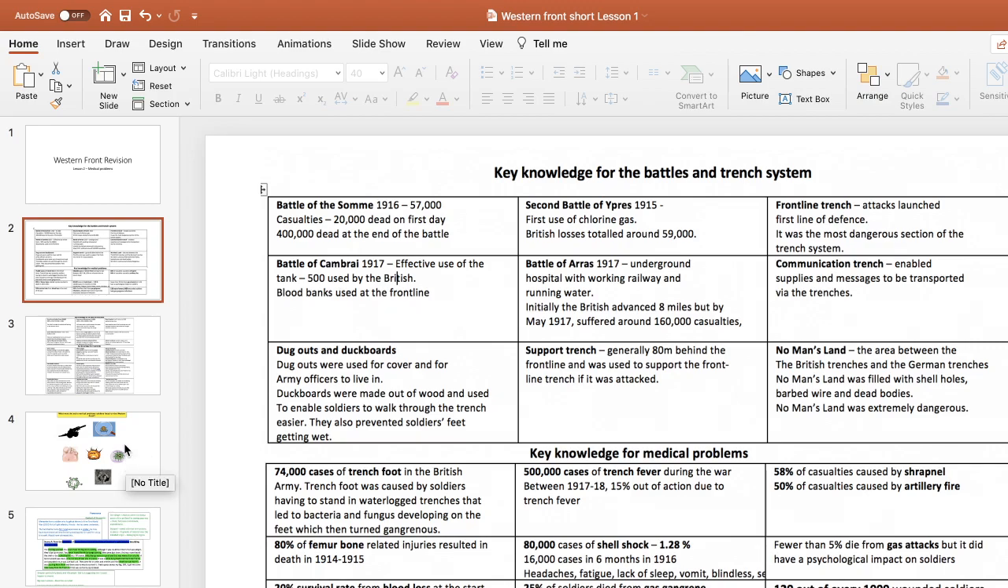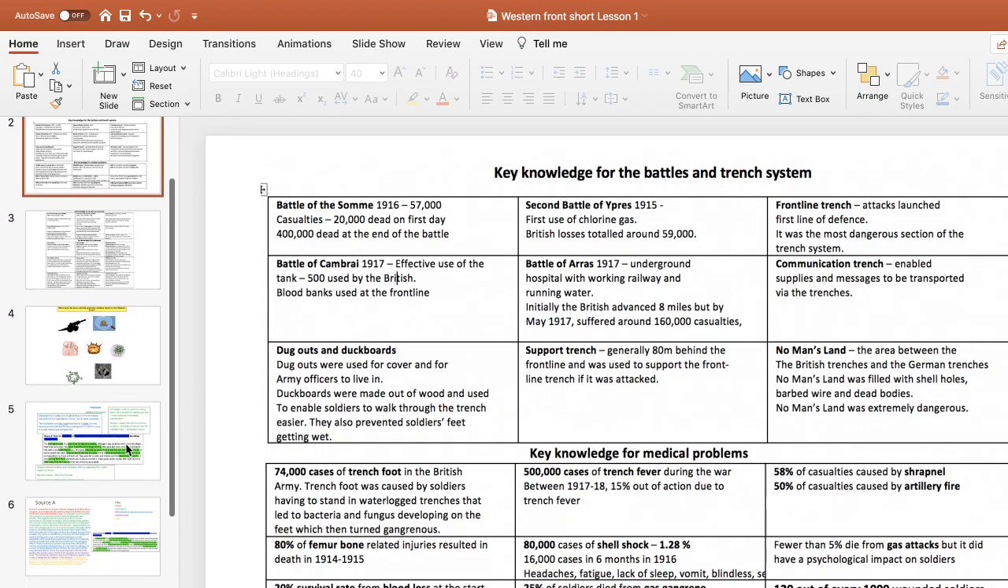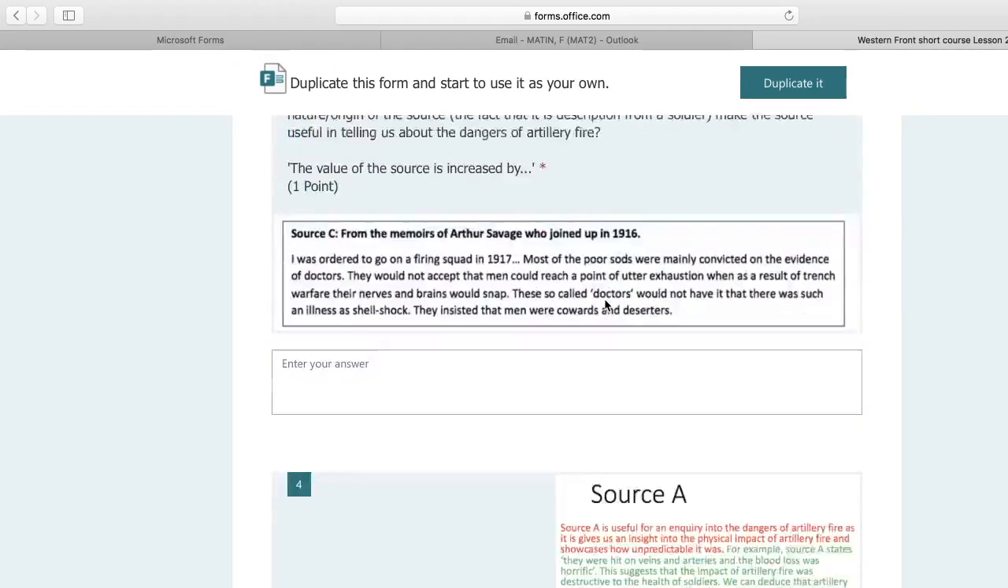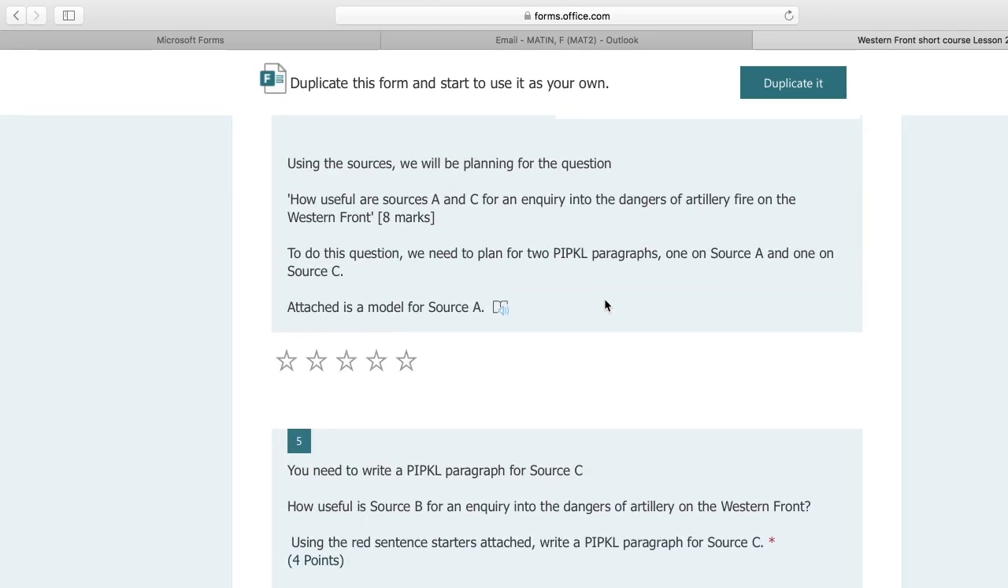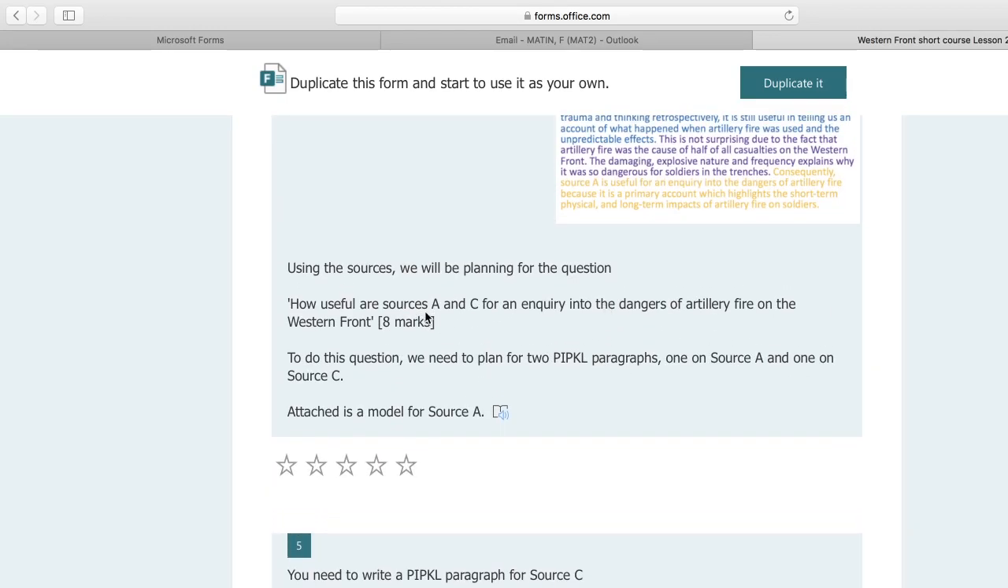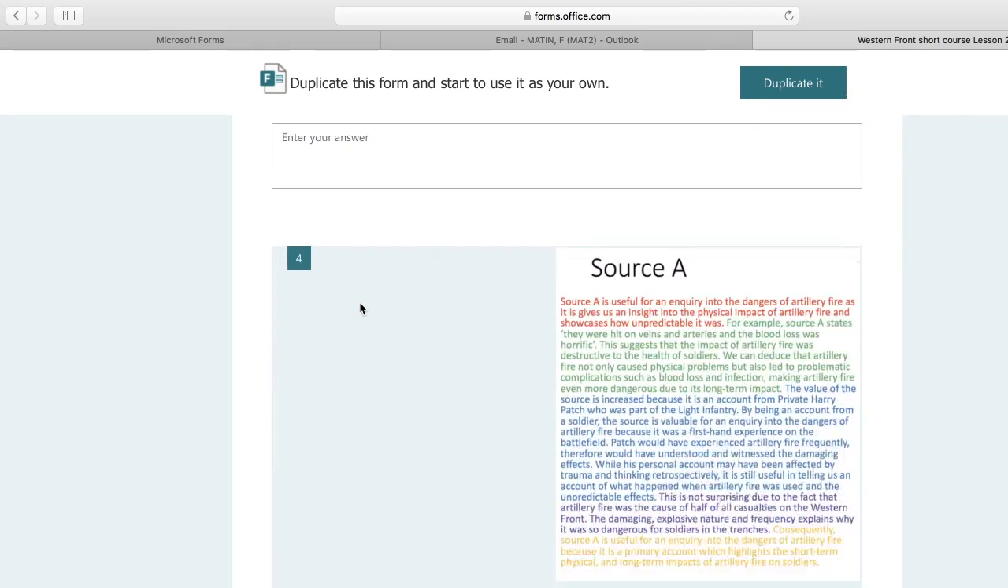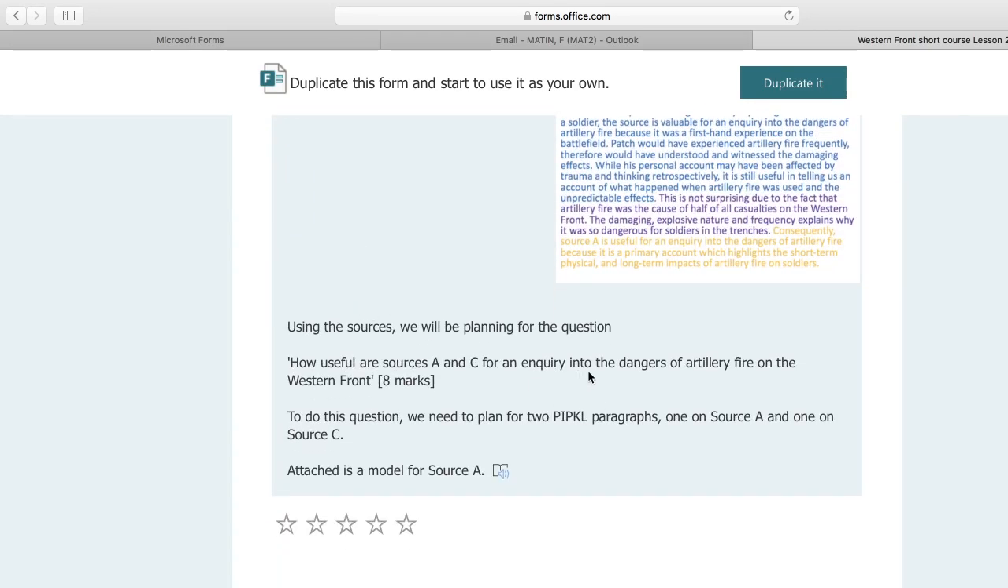Now, obviously this is a skills paper, so we're going to jump straight into the skills. After you've done your first question, we are looking at the question today, so I'm just going to scroll down here. We are looking at how useful are sources A and C for an inquiry into the dangers of artillery fire on the Western Front. So we're thinking about how useful are the sources to a question. If you're an investigator investigating the dangers of artillery fire, are those sources useful to you?